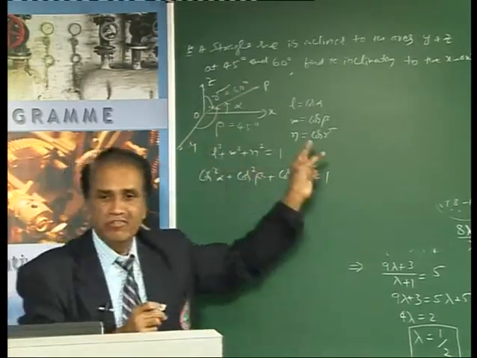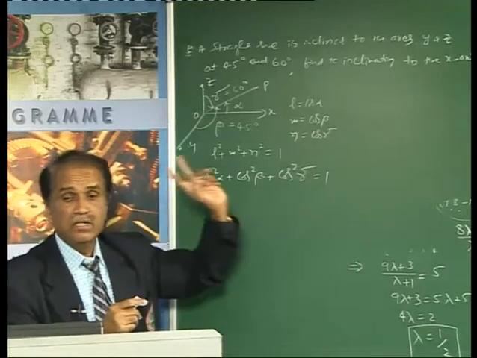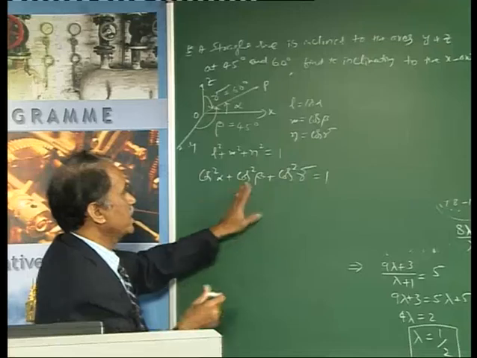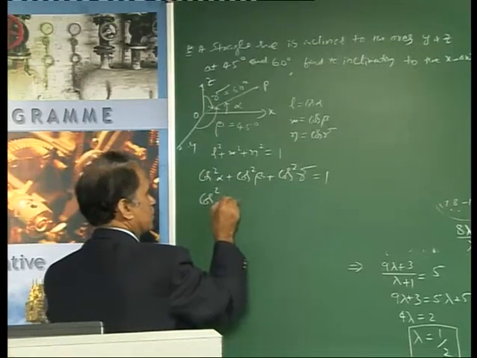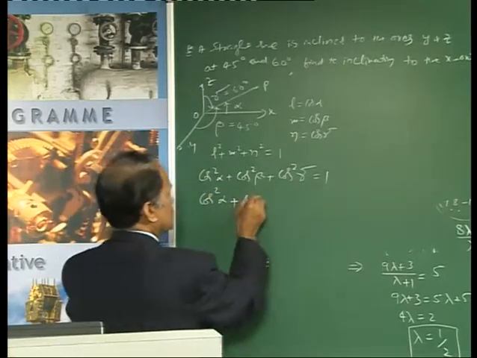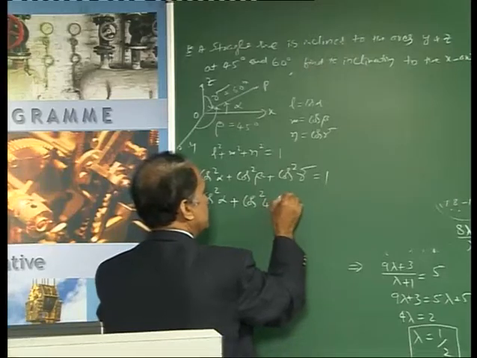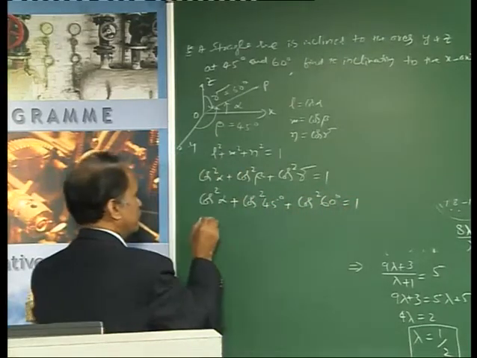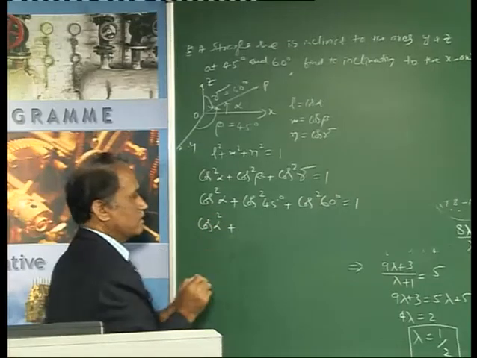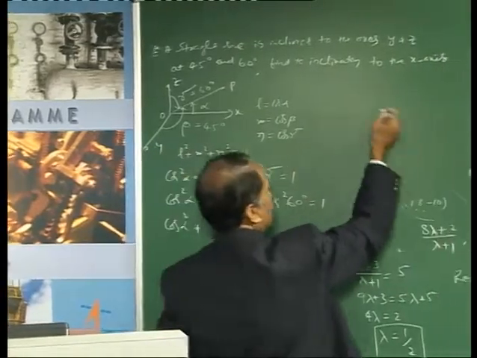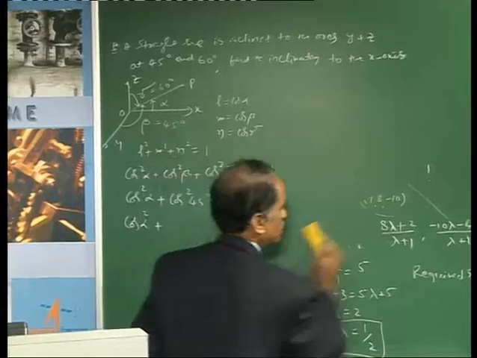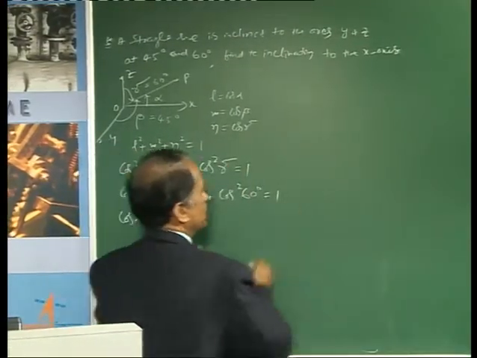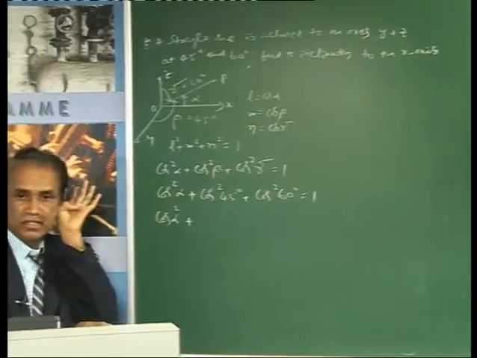Therefore, you substitute the given values, and note that the statement in the question is with respect to the x-axis. Now, with respect to y-axis, you have to substitute: cos square alpha plus cos square 45 degree plus cos square 60 degree is equal to 1. Therefore, cos square alpha plus cos square 45. What do you mean by these values? They are the angles, but you have to write the numerical value. So, you know what is cos 45 and cos 60.